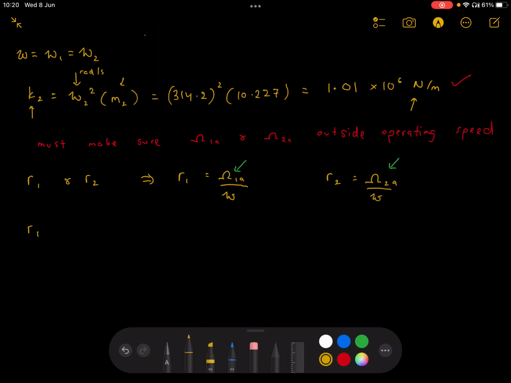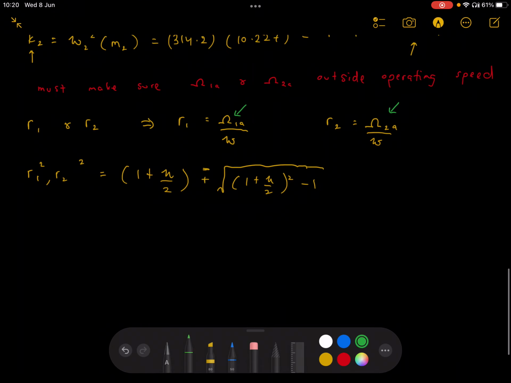So from the equation, we know that R1, R2 squared is 1 plus mu over 2, minus plus, just remember minus plus is not plus minus, 1 plus mu over 2, squared, minus 1. First we need to determine R1. So R1 squared is given as 1 plus mu over 2 minus square root of (1 plus mu over 2) to the power of 2 minus 1.